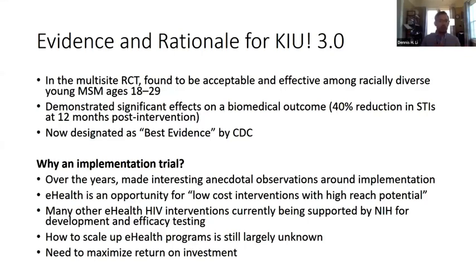And then more broadly speaking, for eHealth interventions overall, eHealth has been touted as this really great opportunity for low-cost interventions to be delivered with high reach potential. There are a lot of eHealth interventions that are currently being supported by the NIH for development and testing. But overall, I think we still have a lot of questions around how to scale up eHealth programs. So this type of research was very much needed in order to understand how to maximize our investments in eHealth.